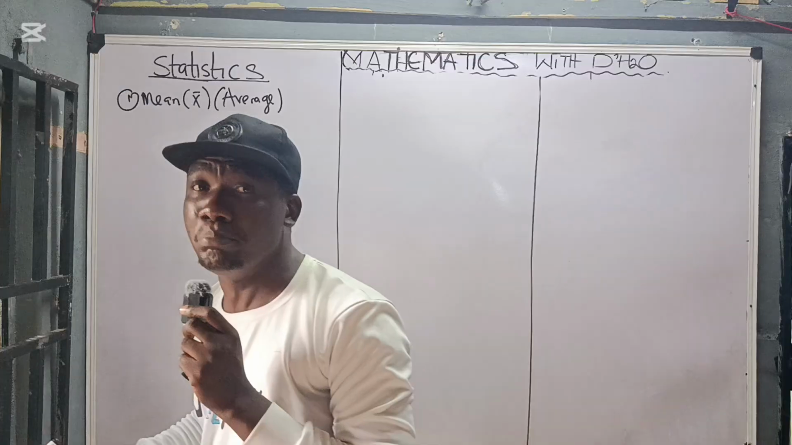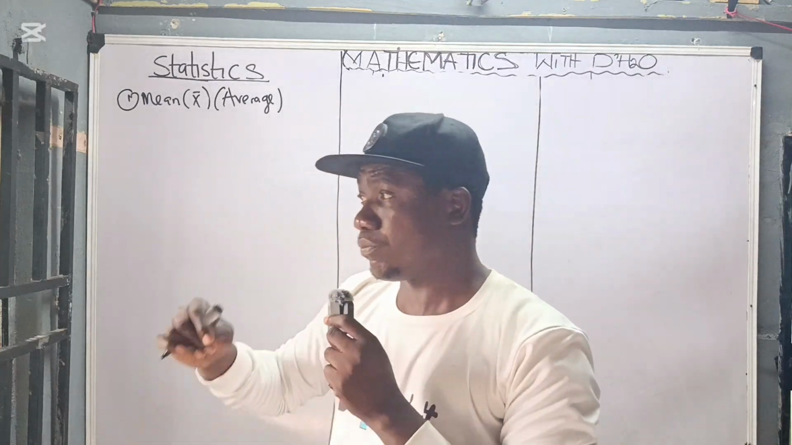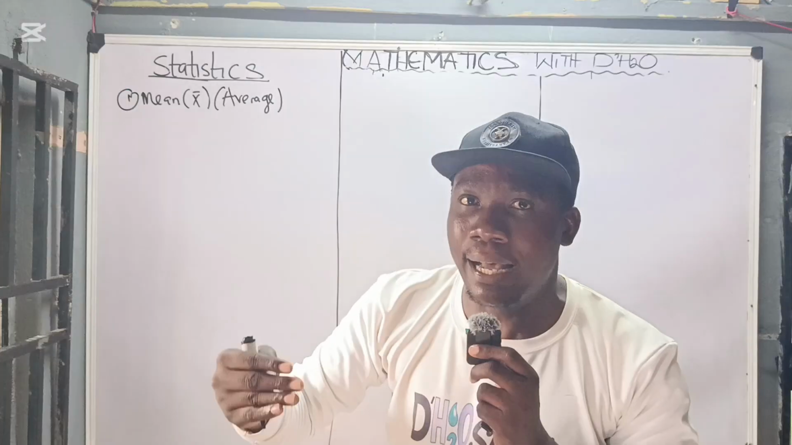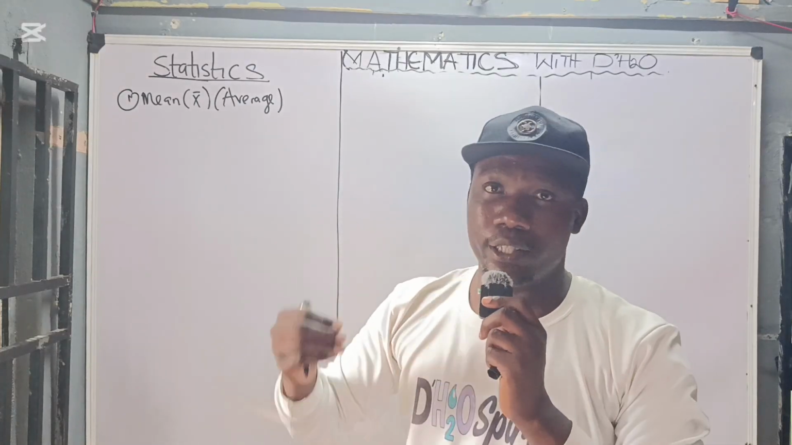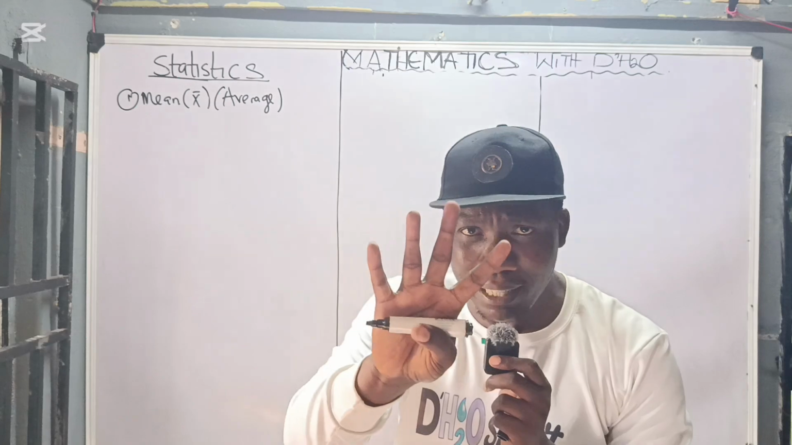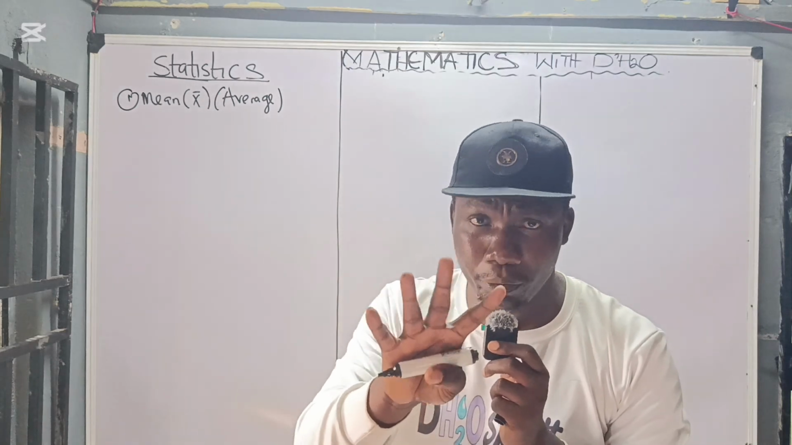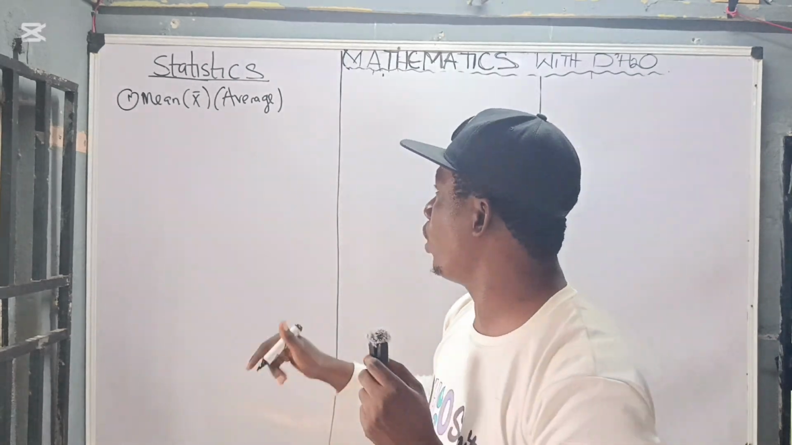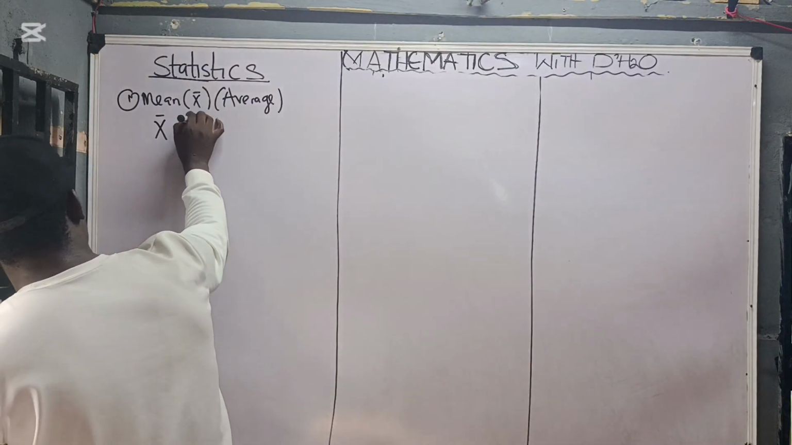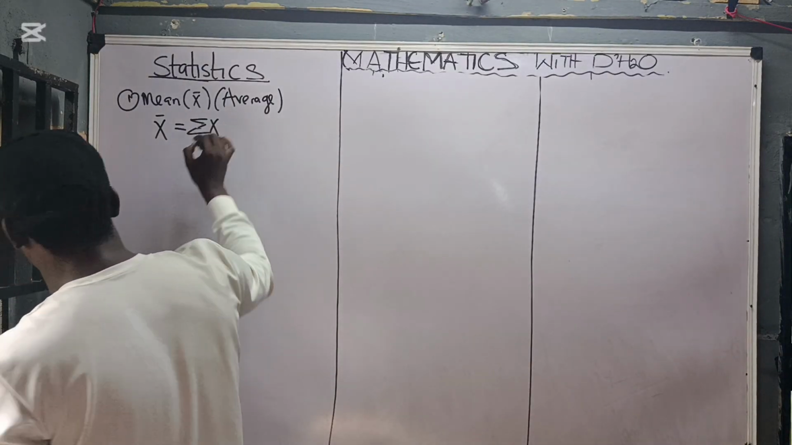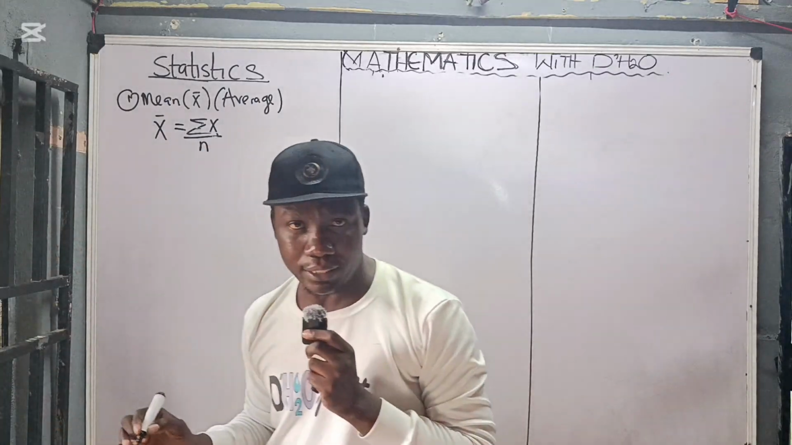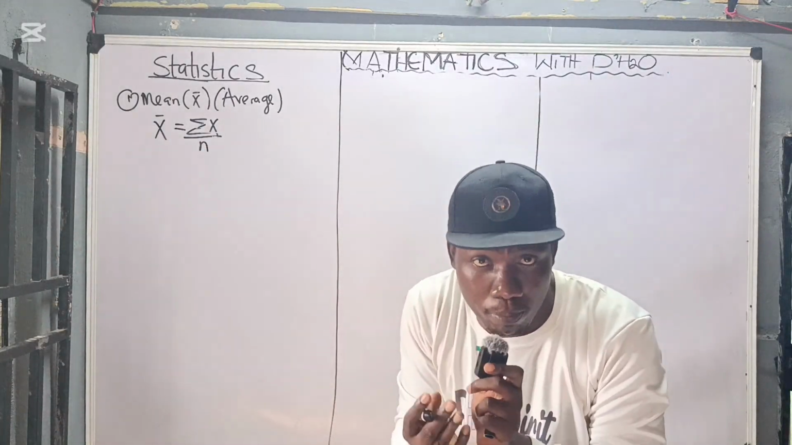If I ask, what is the mean of 4 prime numbers greater than 5? For instance, the numbers are 4 in number. Do you understand? There will be 4 numbers. So if you want to find the mean, this is what you do. Mean is equal to the sum of those numbers over the number of values.